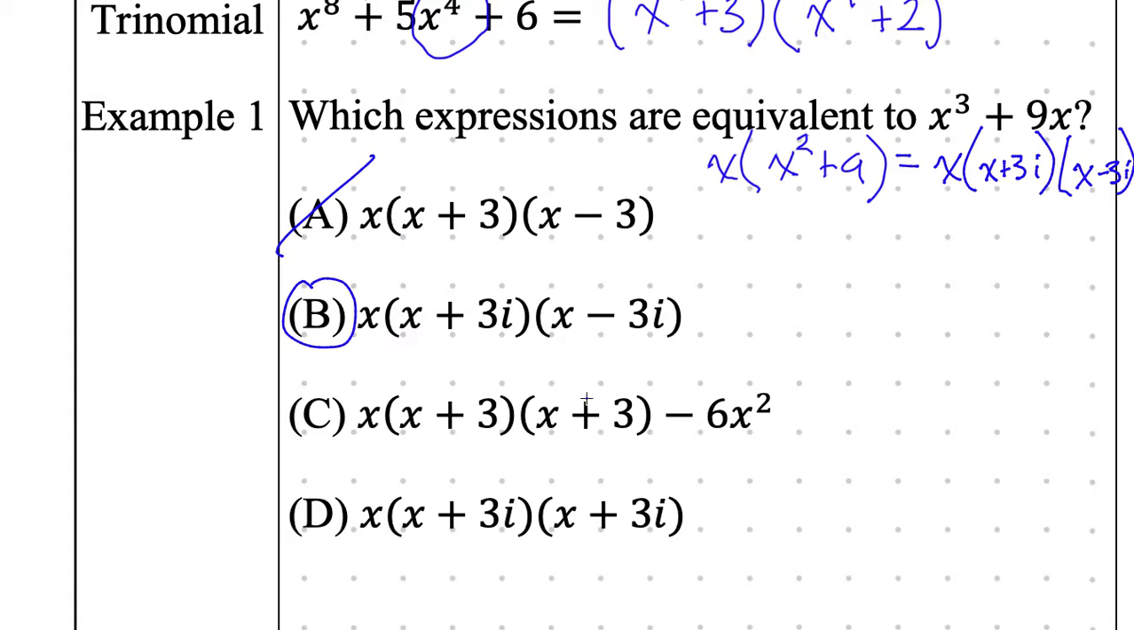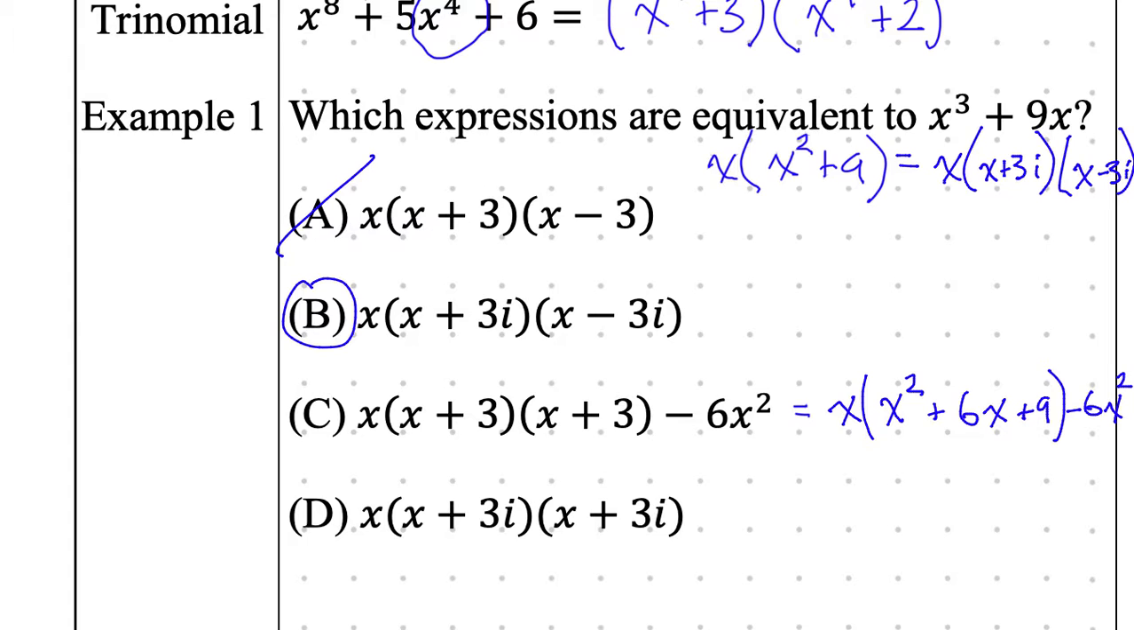Let's multiply these all together. What's x plus 3 times x plus 3? I just want to do this part right here. X squared plus 6x plus 9. And then I still have to do minus 6x squared. So I've rewritten this problem. That x didn't move. That negative 6x squared is still right there. Now we need to distribute this x into these 3 terms and then subtract 6x squared.